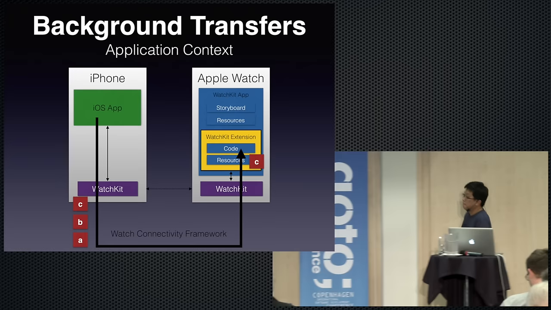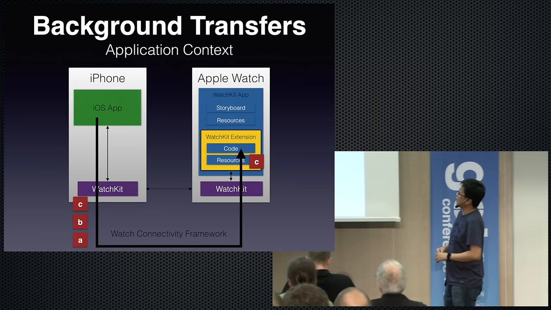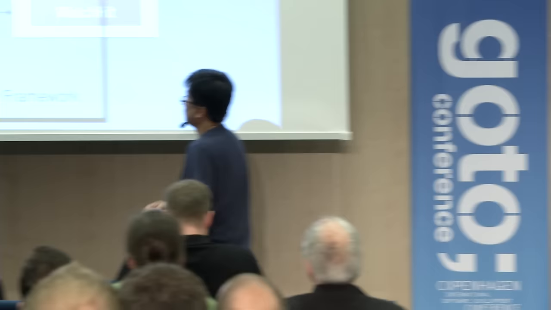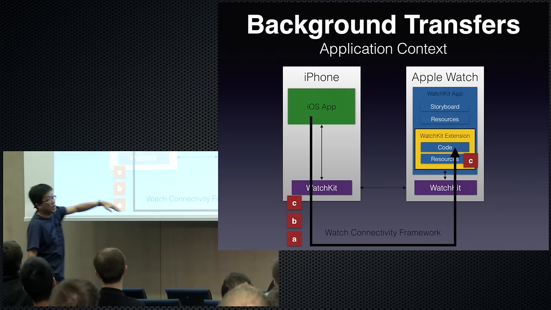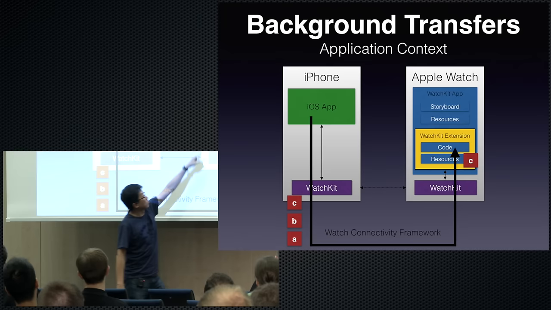So first thing, let's talk about background transfer. And it has got this mode known as application context. Now, look at this diagram. It is communicating from the phone to the Apple Watch. Now, for simplicity, I'm showing you this in one direction. But the reverse is also true. You can also communicate from the Apple Watch to the iPhone.